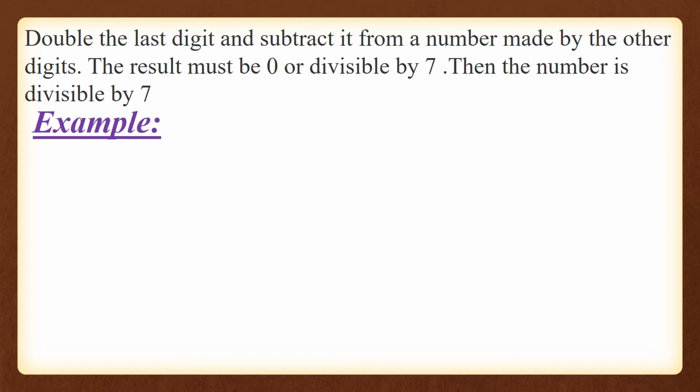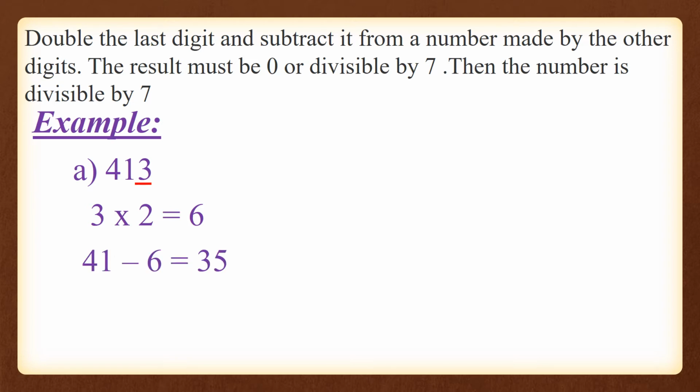So let's see an example. So the first one, 413. We are going to check whether this number is divisible by 7 or not. So we have to check the last digit and double it. So last digit, that's ones place is 3. We are going to double it. So 3 into 2, which is equal to 6. So now we are going to subtract this number from a number made by the other digits. So 41 minus 6, which is equal to 35.